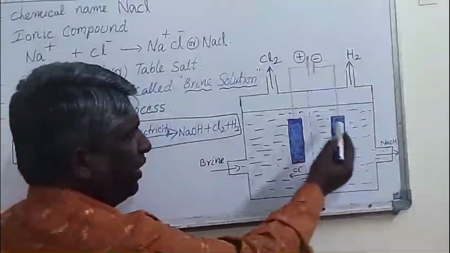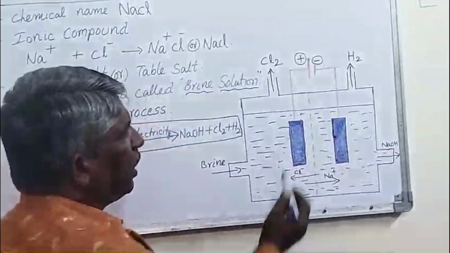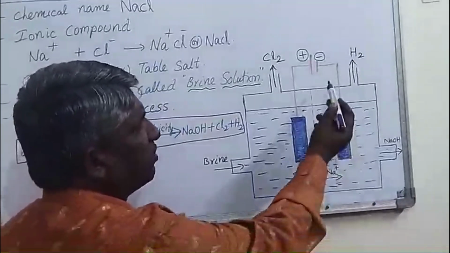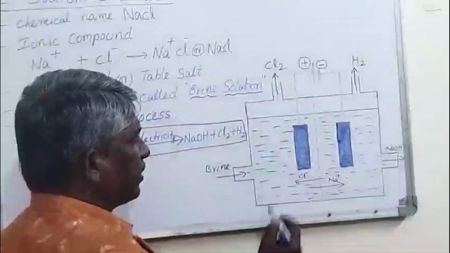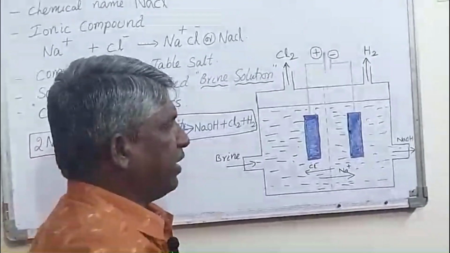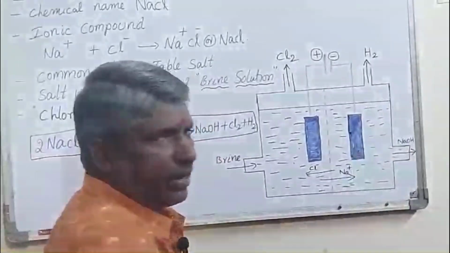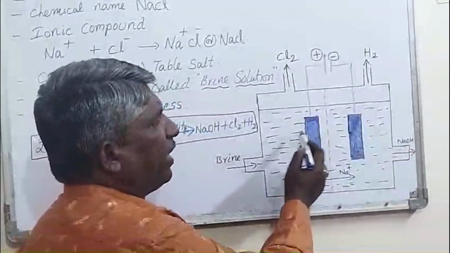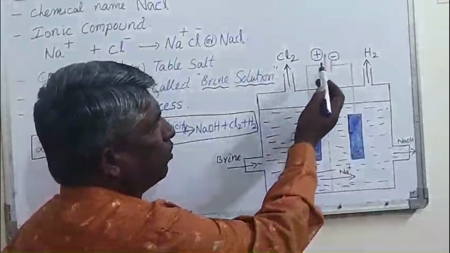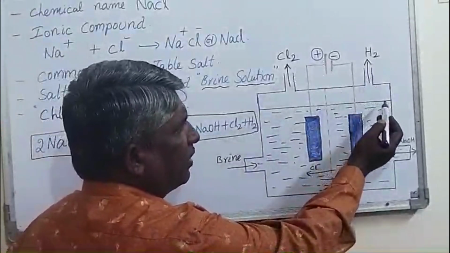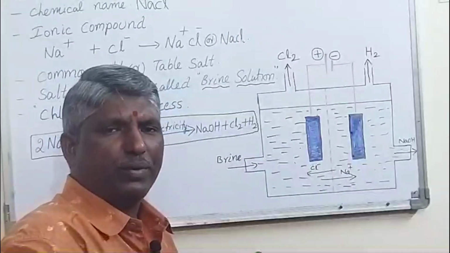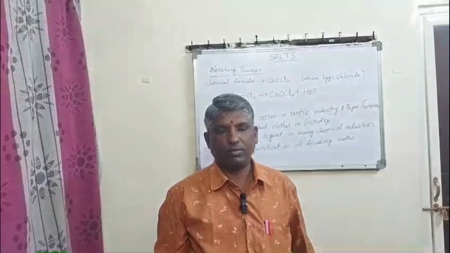We collect brine solution in a tub and arrange two electrodes. One is the positive terminal, the other is the negative terminal. With the current of electricity, this brine solution is decomposed and turns into sodium hydroxide NaOH, chlorine gas and hydrogen gas. Here chlorine gas is formed at the plus side and hydrogen gas is formed at the minus side. That means at the positive terminal and negative terminal.